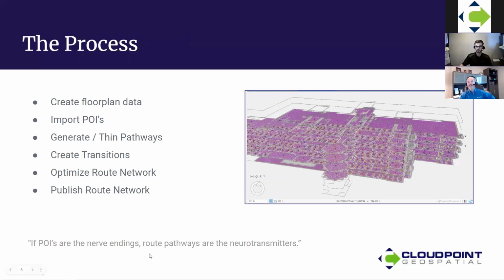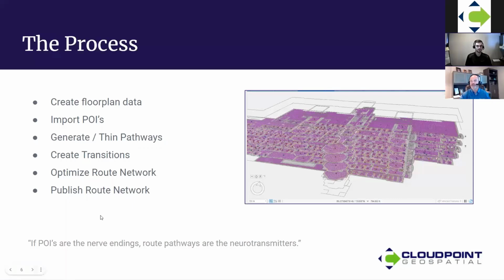And I like to create these nerdy sayings here, but I said if POIs are the nerve endings, and that's what we referred to in our last webinar, POIs are the nerve endings of the Indoors network, then route pathways are the neurotransmitters. And that's a word, honestly, I had to Google, because I wanted to know what part of the nervous system connects the nerve endings, and it's neurotransmitters. We're going to go with that today. So that's how we like to think of this whole route network, as a living, breathing component of the Indoors environment.